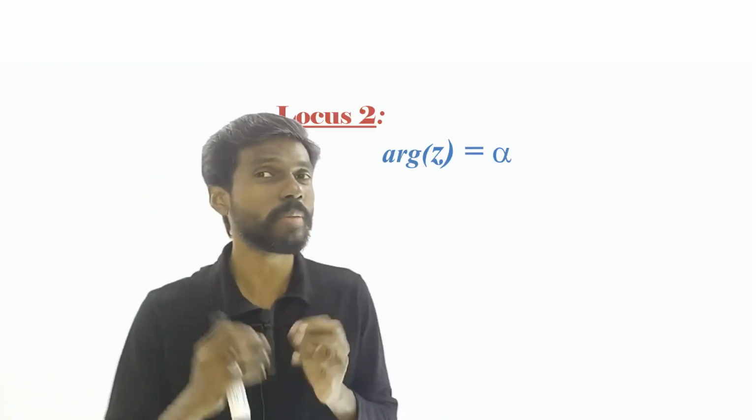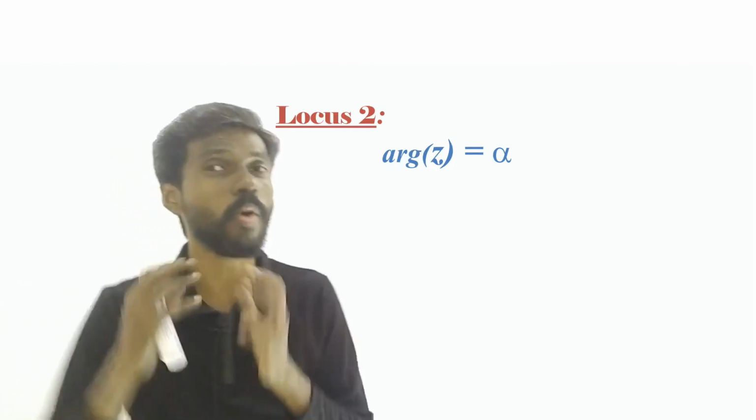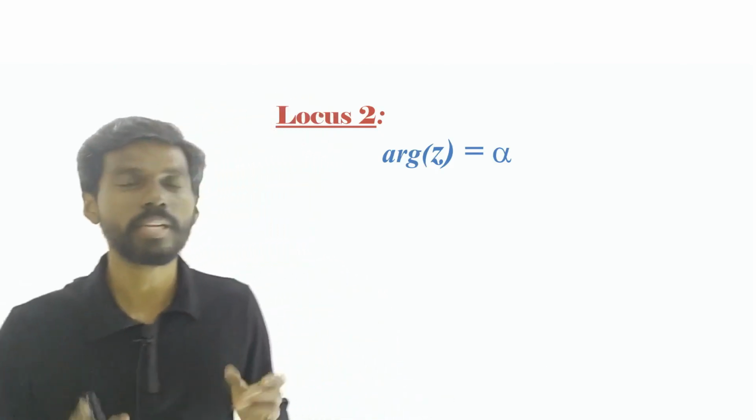So far we have done questions based on just one locus, that is modulus of z minus a equal to r, which is a circle with center a and radius r. Now we will do the next locus. That is argument of z equal to some constant angle alpha. See, argument is constant. Last one was about modulus. Modulus constant, circle. Argument constant.